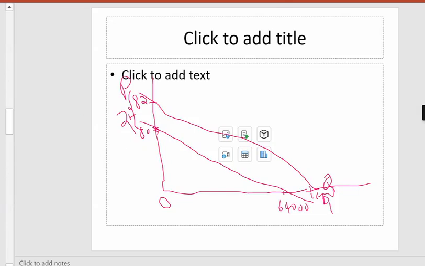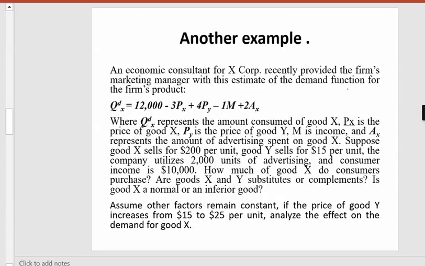So this is the effect. So let's see another example. Another example, as we did last time, it's all about other factors. How do other factors affect demand? Kwa mfano, you are given this equation. This is a demand equation, but within the demand equation, you have other factors. This is the price, this is income, this is advertisement.